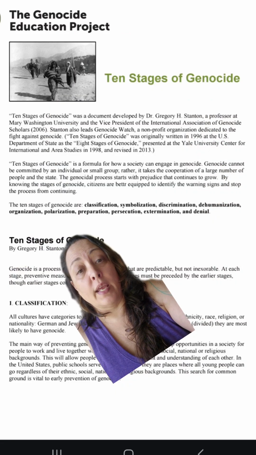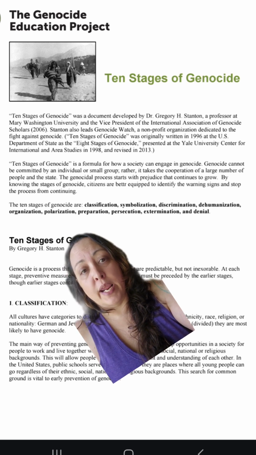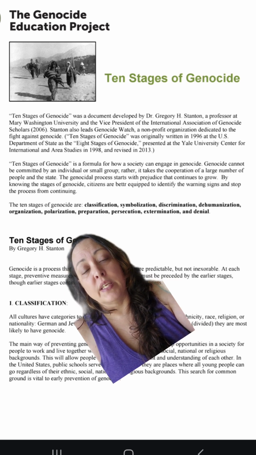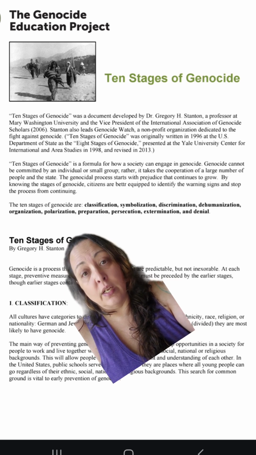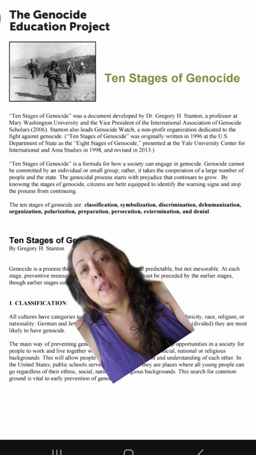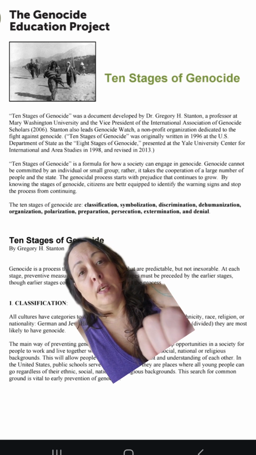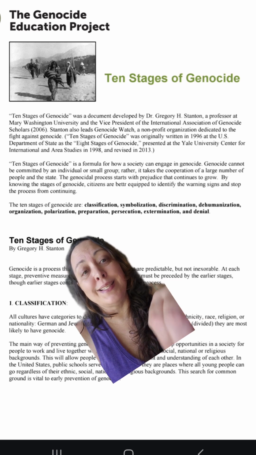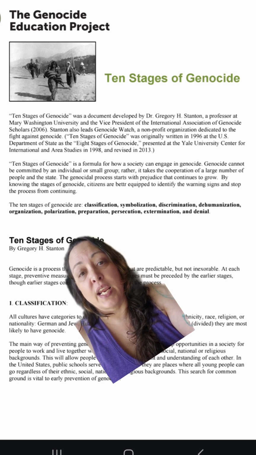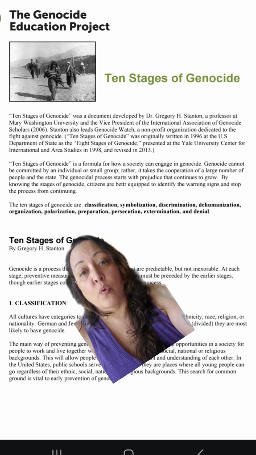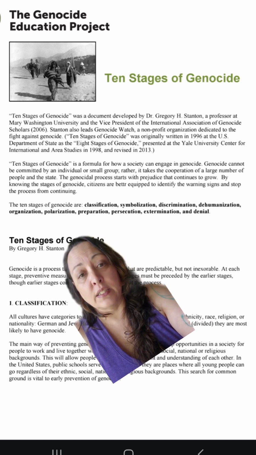The 10 stages of genocide was a document developed by Dr. Gregory H. Stanton, a professor at Mary Washington University and the vice president of the International Association of Genocide Scholars. Stanton also leads Genocide Watch, a nonprofit organization dedicated to the fight against genocide. The 10 Stages of Genocide was originally written in 1996 at the U.S. Department of State as the 8 Stages of Genocide, presented at the Yale University Center for International and Area Studies in 1998. And it was then revised in 2013.